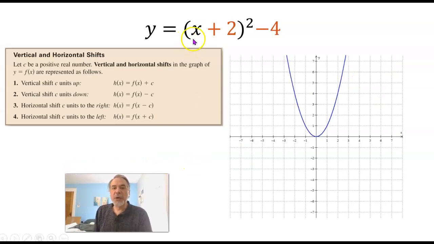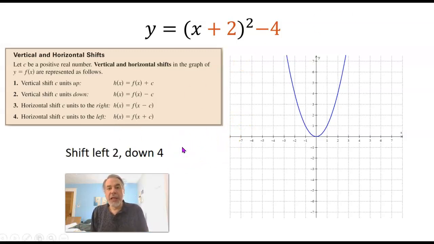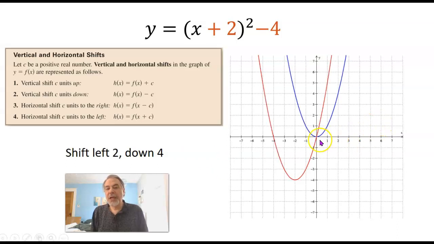And what about this one? Y equals x plus 2 squared minus 4. Compared to just x squared, how would this be shifted? Left 2 and down 4. So the graph looks like this. The point that used to be at 0, 0, that's the bottom point, the vertex of the parabola, is now 2 spaces to the left and 4 spaces down from there at -2, -4.